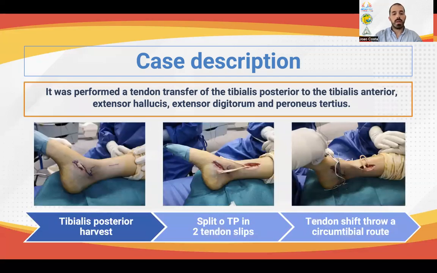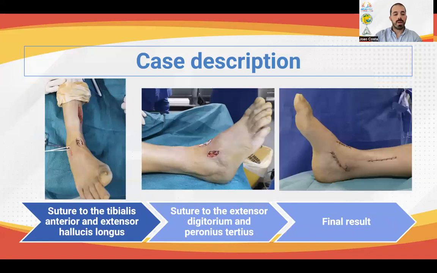It was performed a tendon transfer of the tibialis posterior to the tibialis anterior, extensor hallucis, extensor digitorum, and peroneal tertius tendons. In the first image, we see the tibialis posterior harvest, then a split of the tibialis posterior in 2 tendon slips, the tendon shift through a circumtibial route, then the suture to the tibialis anterior and extensor hallucis longus tendons, then the suture to the extensor digitorum and peroneal tertius tendons, and in the final image, the final result with a normal foot position.